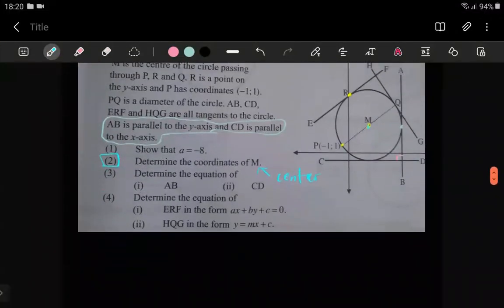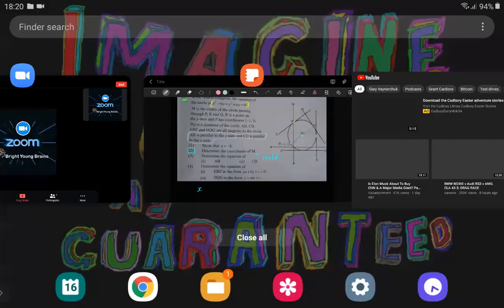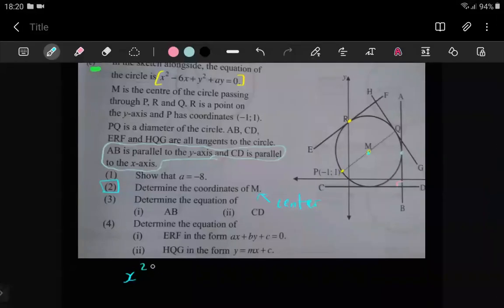It's all going to be streamlined and it's going to be much easier for you to remember these things. Okay, so let's put this equation into standard form.